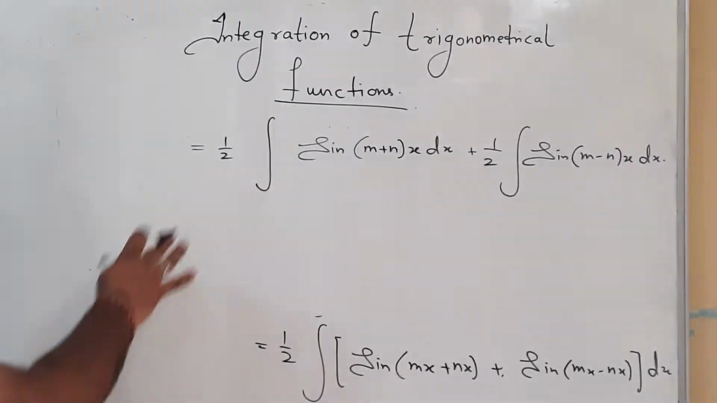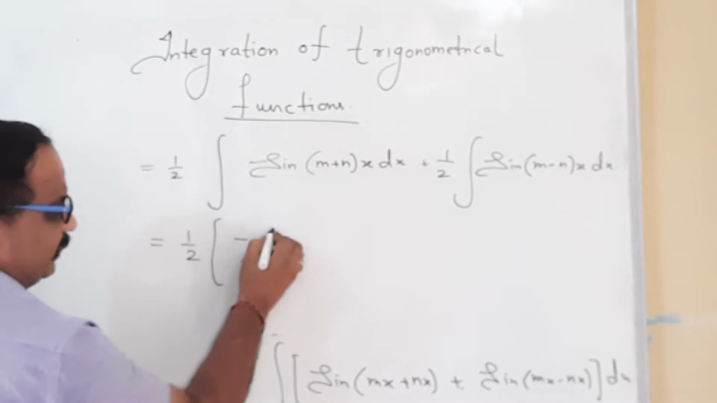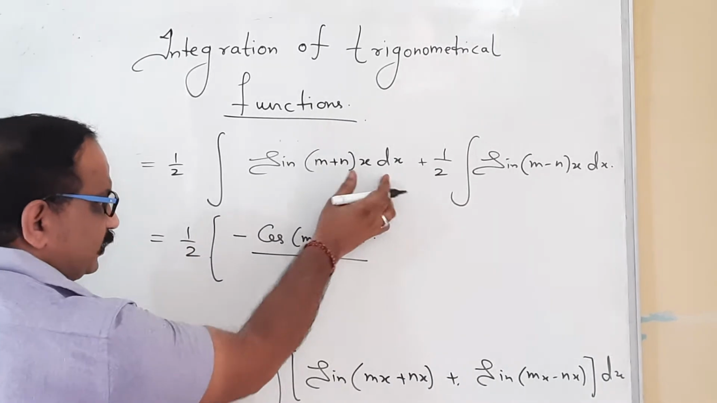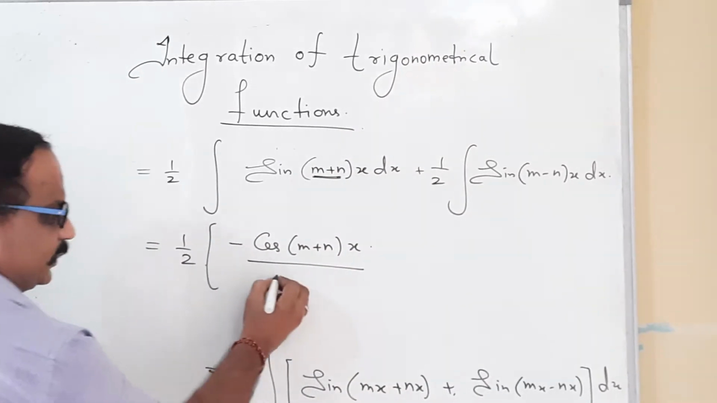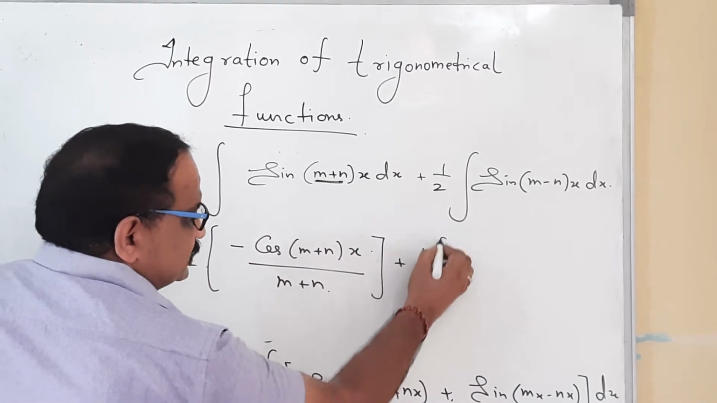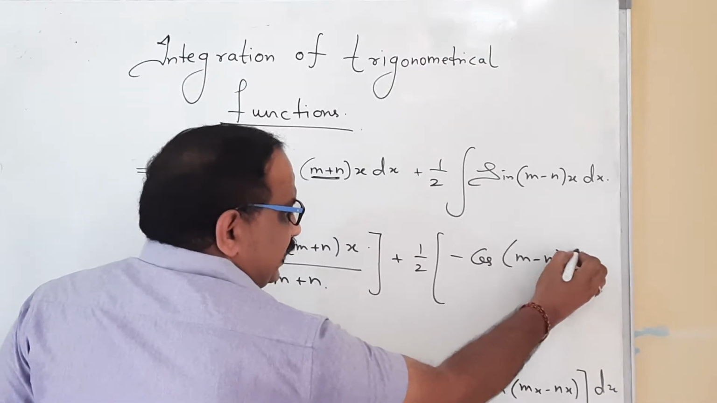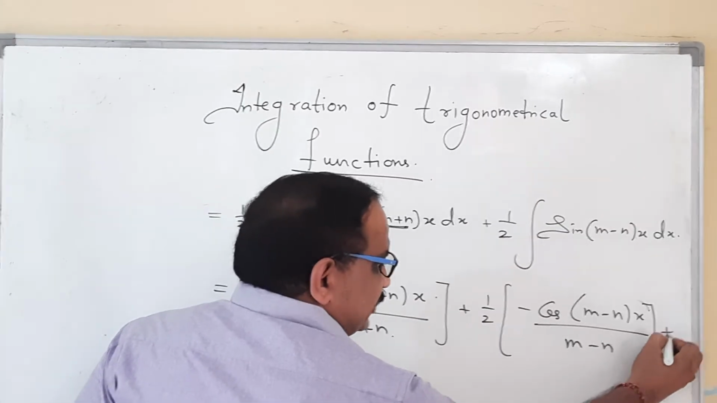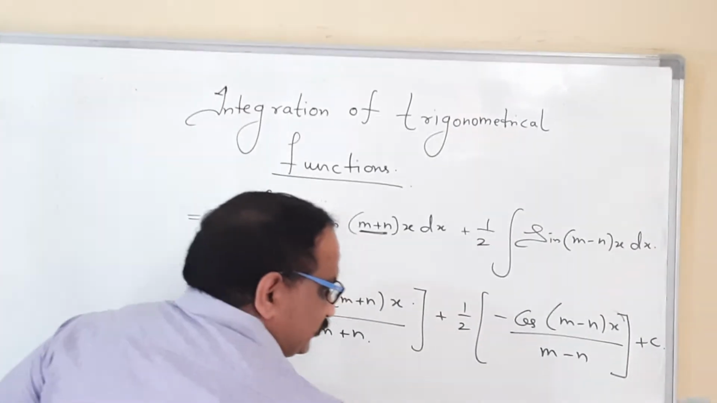Now we are able to integrate each of them individually. There is a half integration of sine, that is minus cos of (m plus n) into x. One more thing, the coefficient along with the x should be divided, so I should write m plus n. So this part is over. As well, it is half integration of this, which is minus cos of (m minus n) into x divided by (m minus n), plus C. So that is the portion we have done.